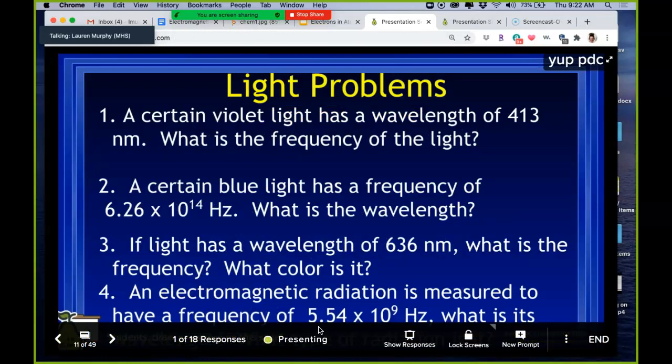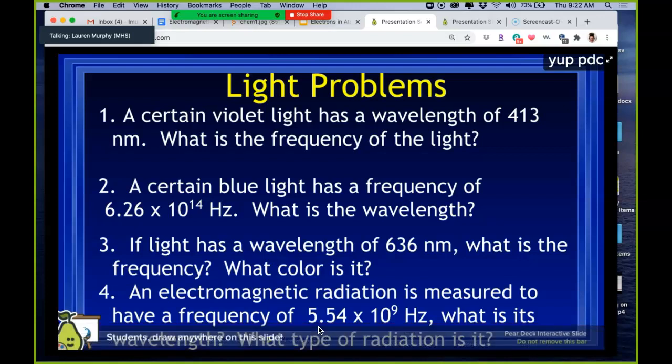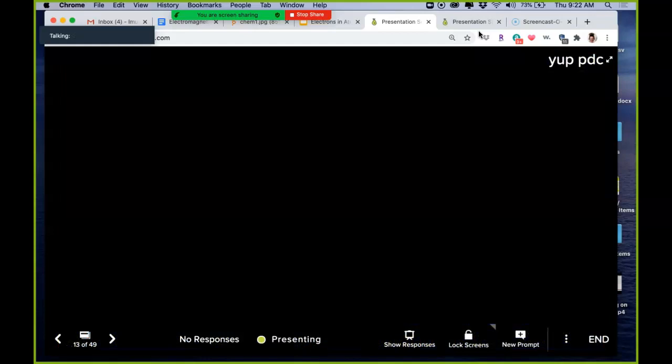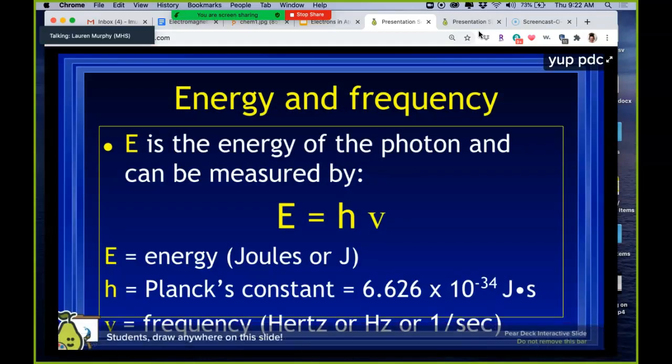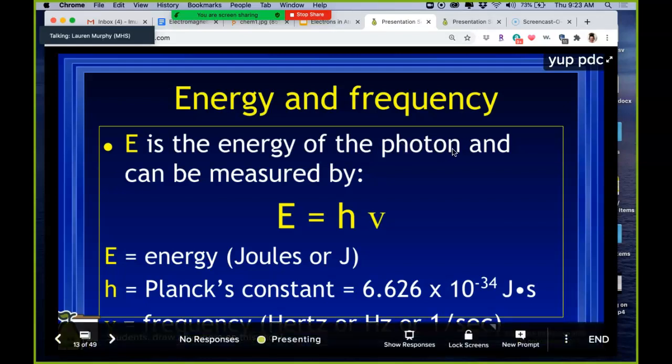Okay, so these are our problems for light moving like a wave, traveling through space. The problem is that light can also behave like a particle, and we can measure not only the frequency and wavelength, but the energy of light. Remember, a photon is just a particle of light or particle of radiation. So this is another equation that we'll have.